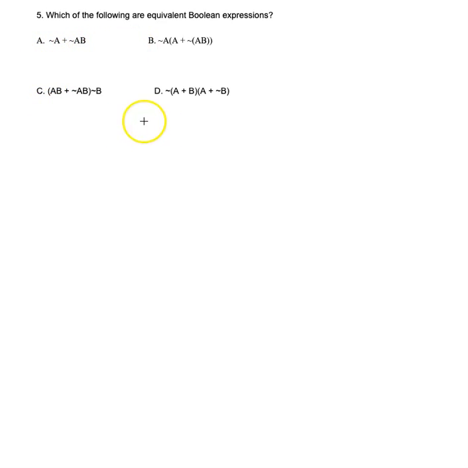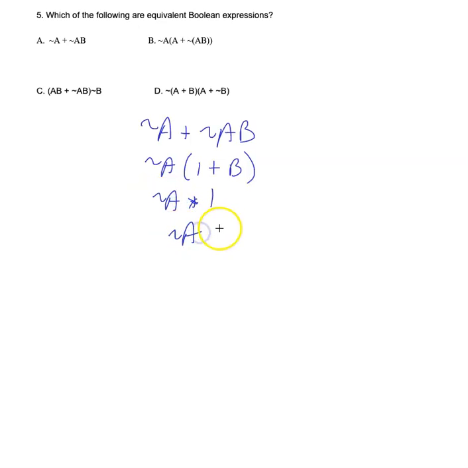So, expression A simplified using the identities of Boolean algebra. I can factor out a not A. 1 plus anything is 1. Not A times 1 is not A. So choice A simplifies to simply not A. Next up to bat is B.